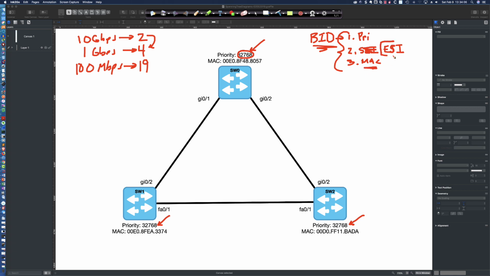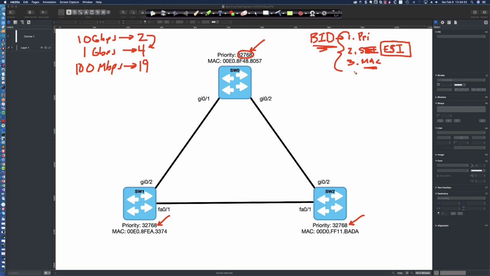Now, a note on the extended system ID. This is a fancy way of saying VLAN. For our activity and in class, we've been assuming that we're always dealing with VLAN 1, that we don't have multiple VLANs. If you had multiple VLANs, you would be doing the same exercise for each of those VLANs to determine where the root bridge is for that VLAN.